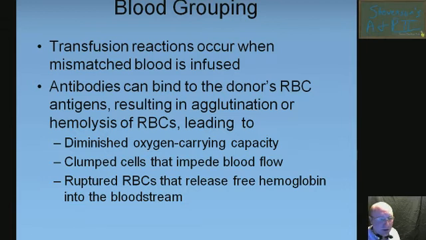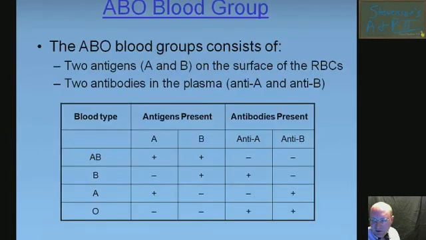diminished oxygen carrying capacity, clumped cells that impede blood flow, and ruptured red blood cells that release free hemoglobin into the bloodstream. That's the main problem right there: ruptured red blood cells releasing hemoglobin into the bloodstream. That can have a greatly negative effect on the body with excess iron.